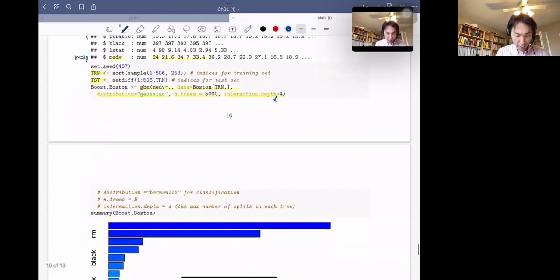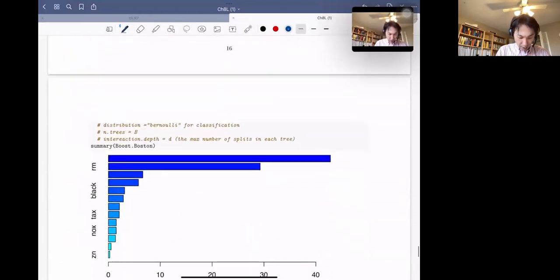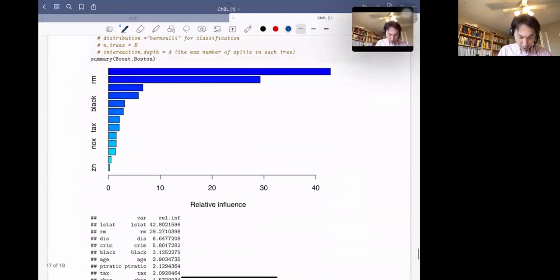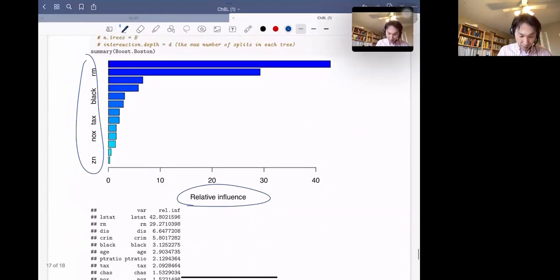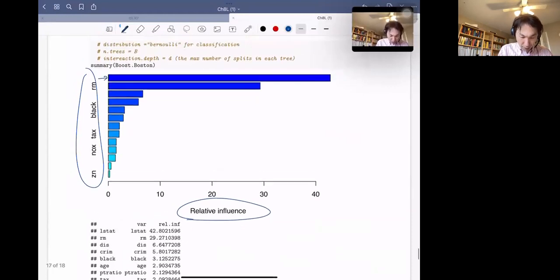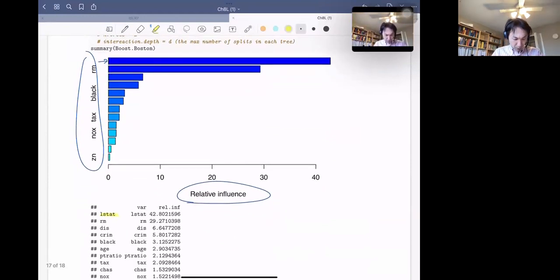And this is the summary of the boosting results. And this looks a little poor, but you can see the relative importance of each predictor. And actually the labels are not fully described here, but the first one is LSTAT. LSTAT is what? Yeah, so you can use the R help to see what that means.